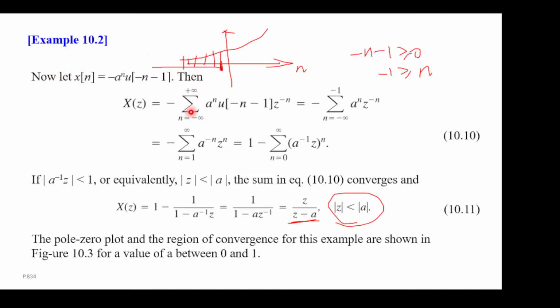Is it what we expect? So X of z is the summation over n of x[n] z to the minus n, so your minus sign outside, a to the n u of minus n minus 1, z to the minus n. And as we said, this u will take your n from minus infinity to minus 1. And then you are left with a to the n z to the minus n. Okay. And let's see what we do. Oh, okay, so we do a change of variable. So we change n to minus n, so make things a little nicer. So the summation is over minus n, so from 1 to infinity. And all those n become minus n, so a to the minus n, z to the n.